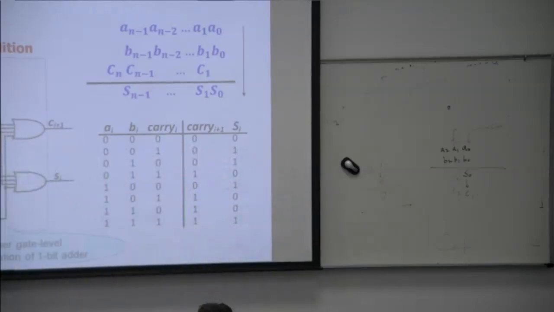Okay. Now, this is another gate level implementation of a 1-bit adder. Reduced or unreduced? Unreduced. The previous one was reduced. This one is unreduced, so we have a different implementation.